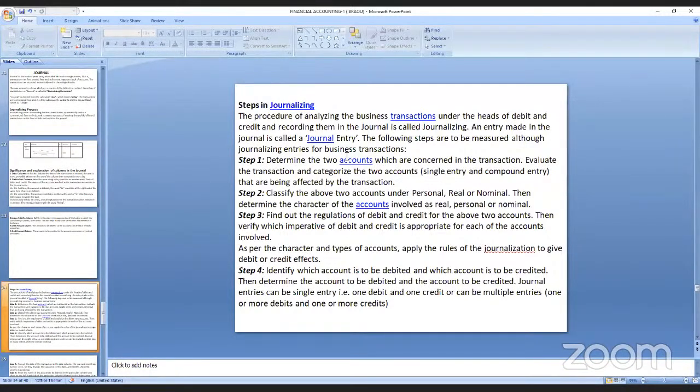First you have to determine, then classify, then apply the rule, then identify which one should be debited and which one should be credited. You cannot say that journal entries can only be single entries, one debit and the other a credit. Sometimes multiple entries can be made.